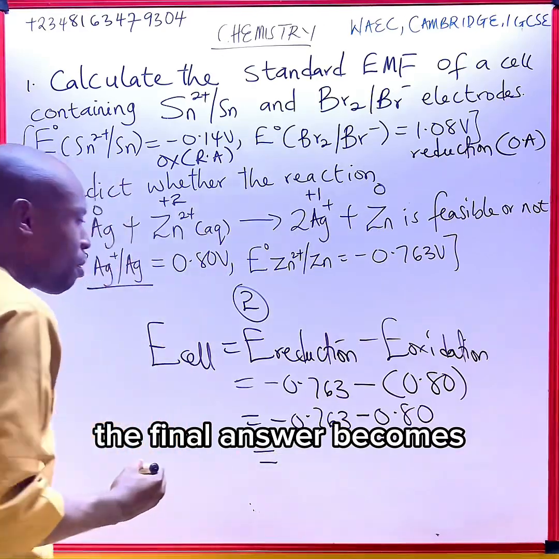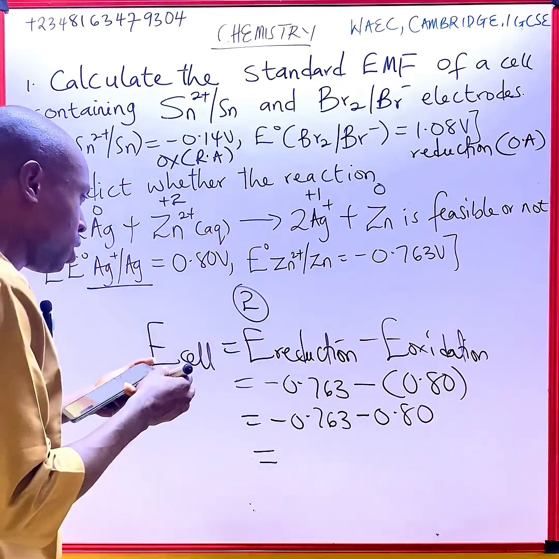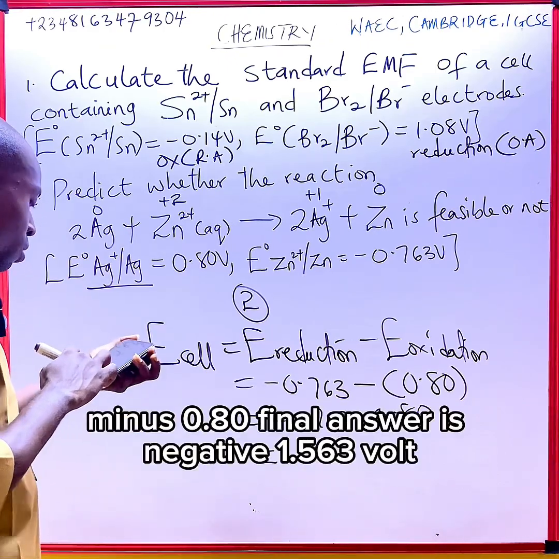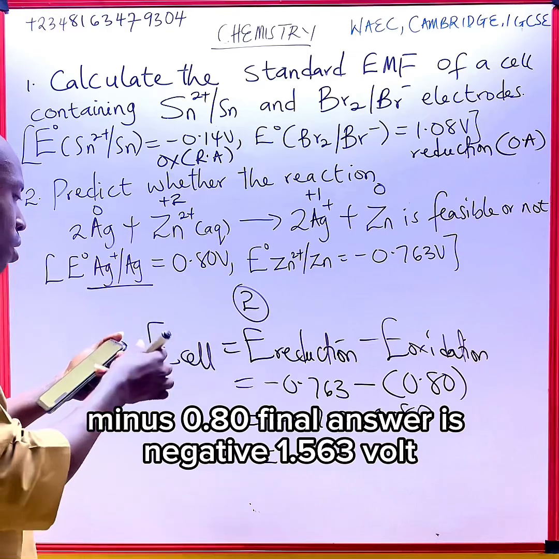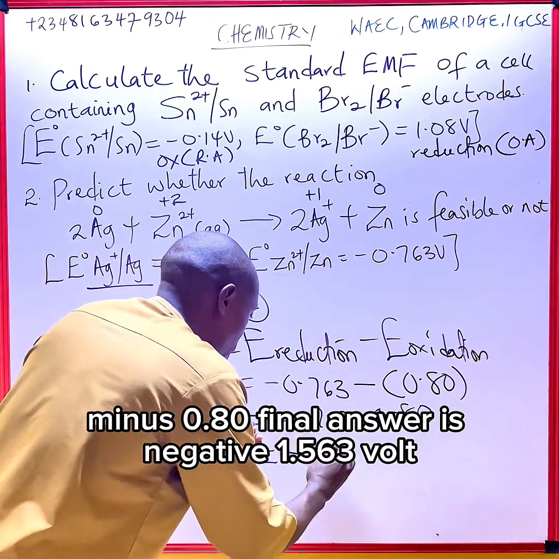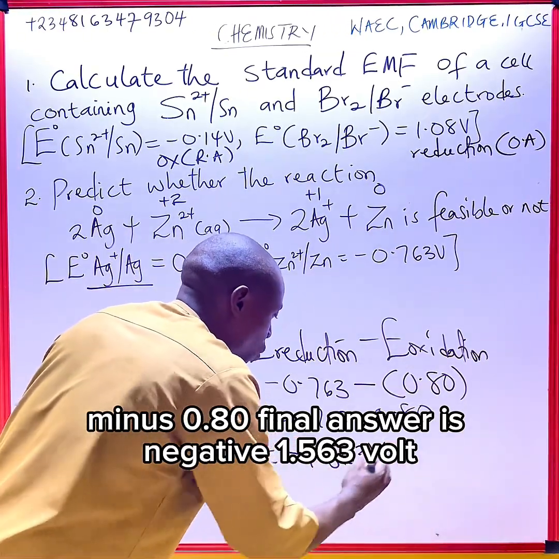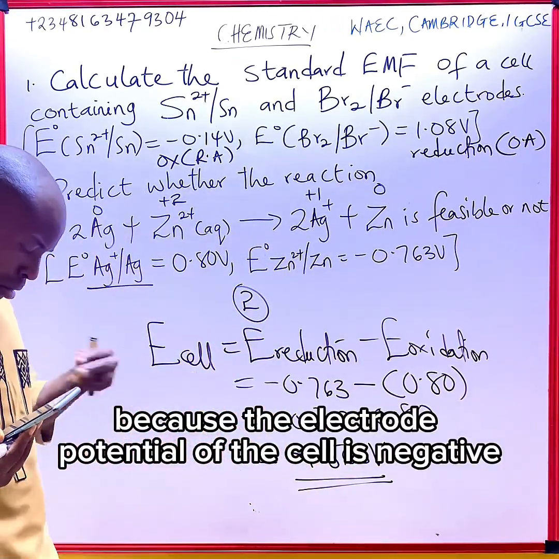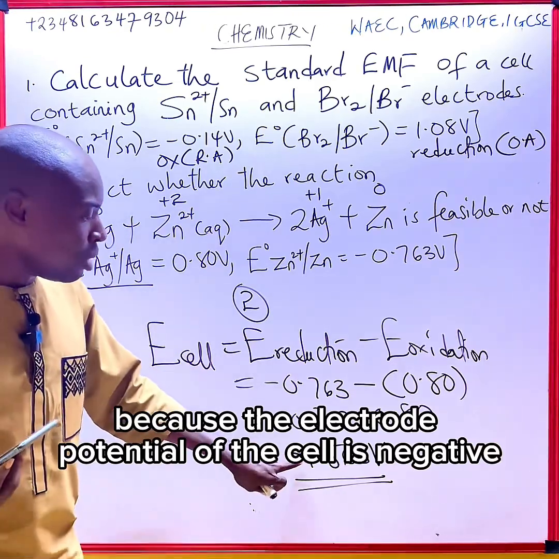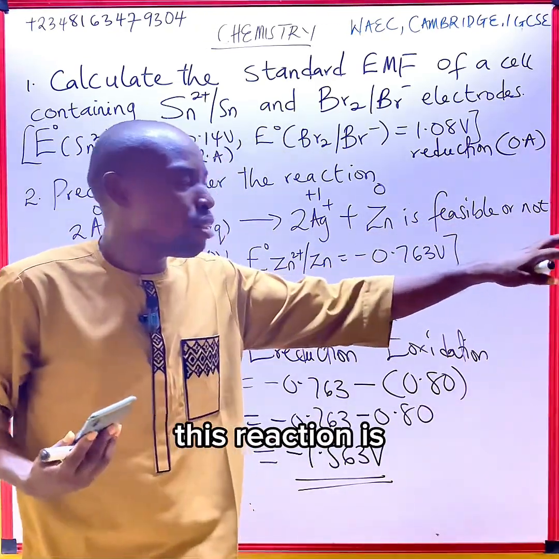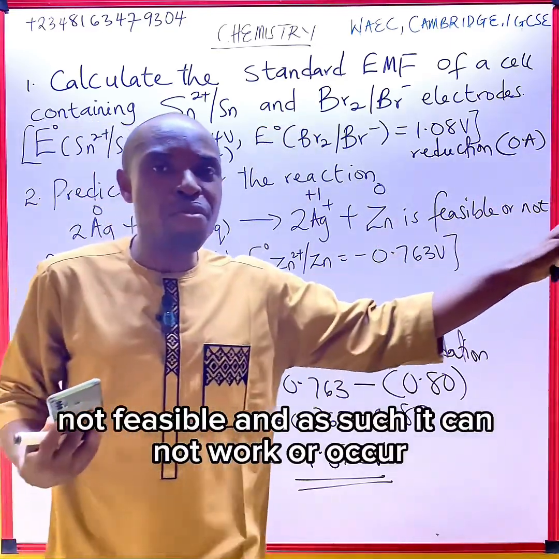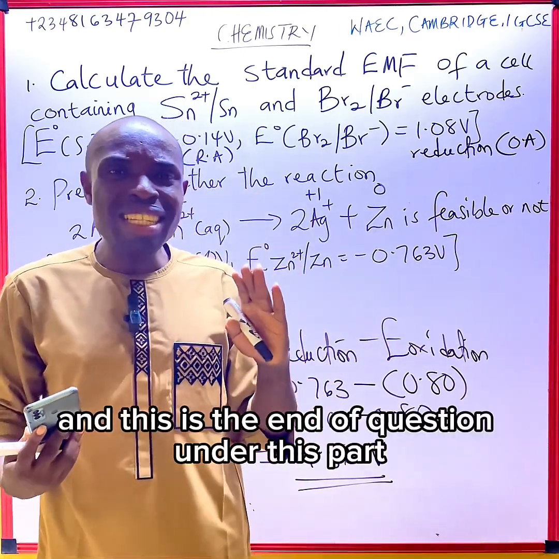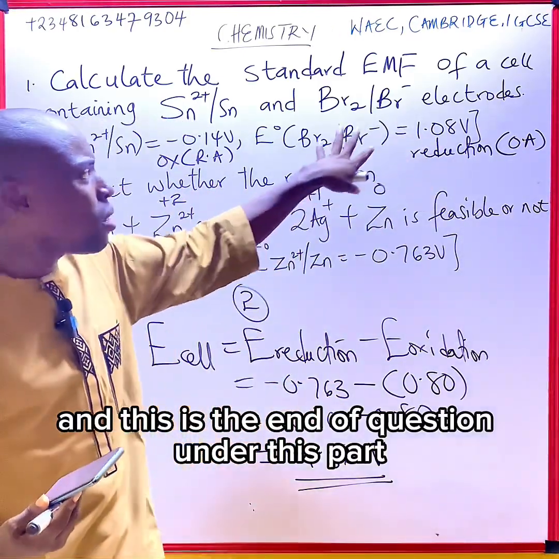The final answer becomes, let's do it together, negative 0.763 minus 0.80. Final answer is negative 1.563 volts. Now, because the electrode potential of the cell is negative, this reaction is not feasible, and as such it cannot occur. And this is the end of the question under this part.